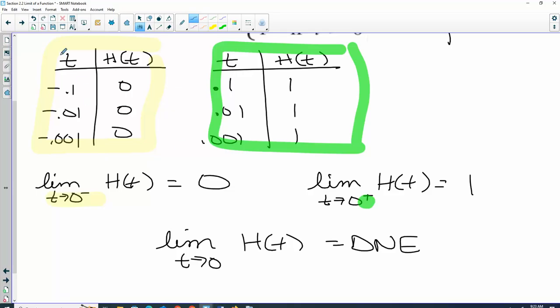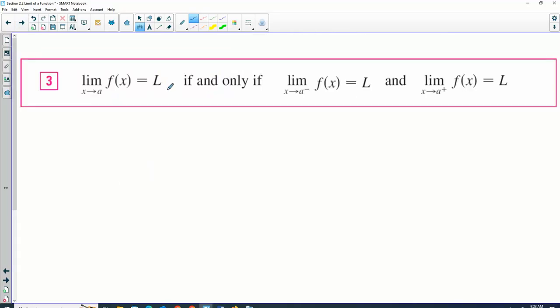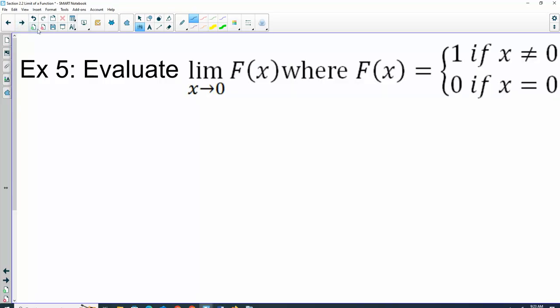And that's what our next slide says. We only have an overall limit if the left and right hand sides match up. All right, we're going to do 2 more slides and then we're done for today.